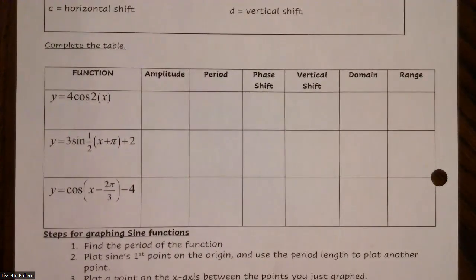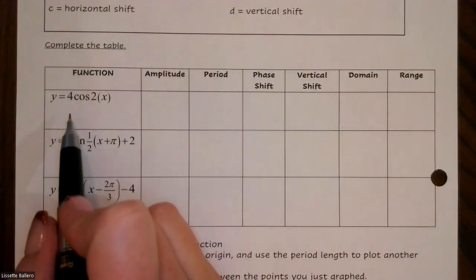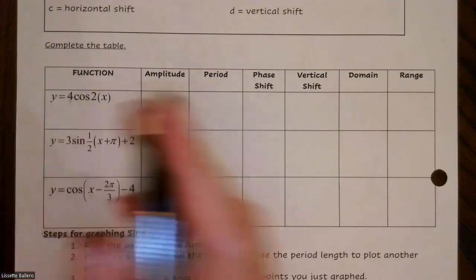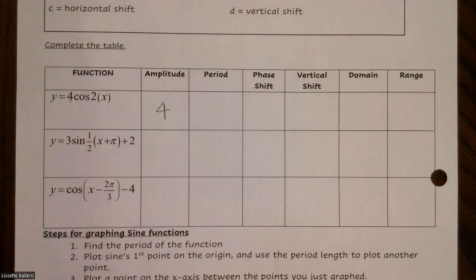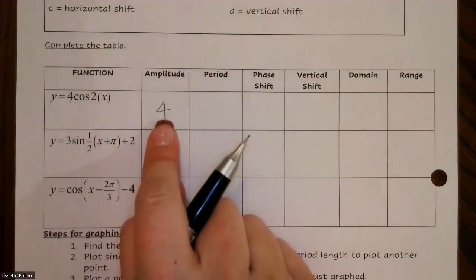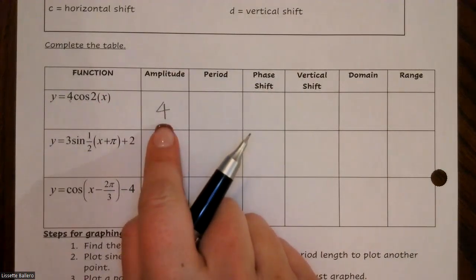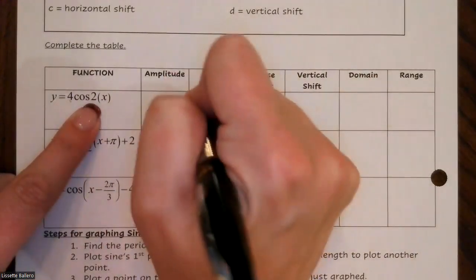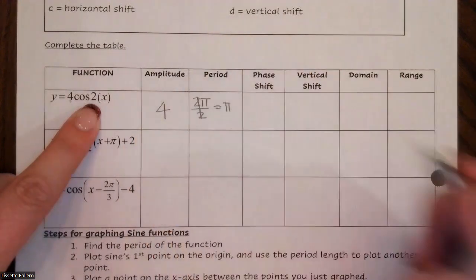On a test, you can have a chart like this where you have to come up with all the different values, and you should be able to do that just by looking at the equation. Here we have a 4 in the place of A. That's my amplitude. We said a vertical stretch affects the amplitude. So it's going to go 4 up from the center and 4 down from the center. The B value affects my period. So I'm going to do 2 pi over 2. This reduces, and so we get pi.